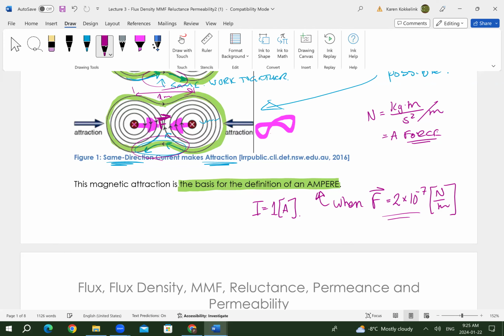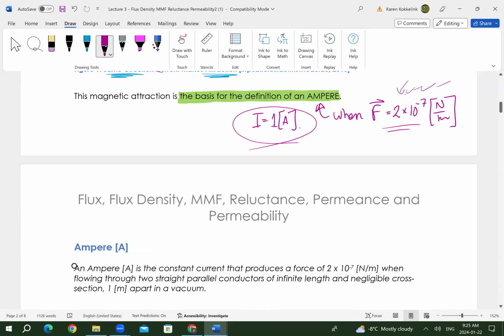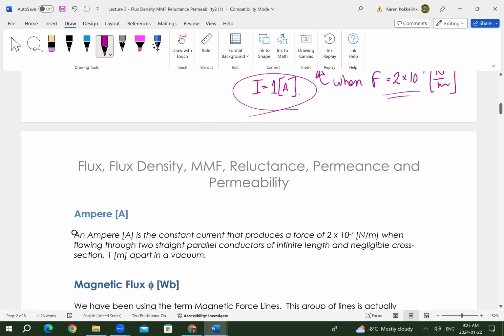So when we get to 2 times 10 to the negative 7 newtons on these two things that are a meter apart, we measure this, and once we get up to this amount, we say, hey, let's call that an amp. So that's a made up definition of an amp. A lot of people have used an amp before. They know what an amp is and how it relates to electricity. That's how an amp relates to magnetism. That is the formal definition of an amp.